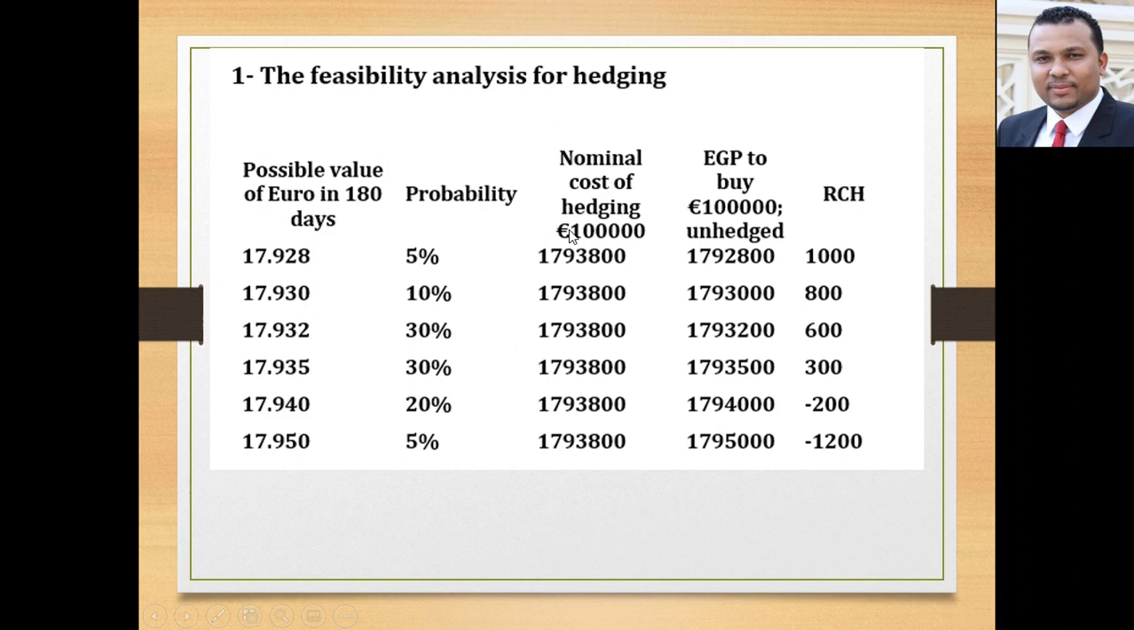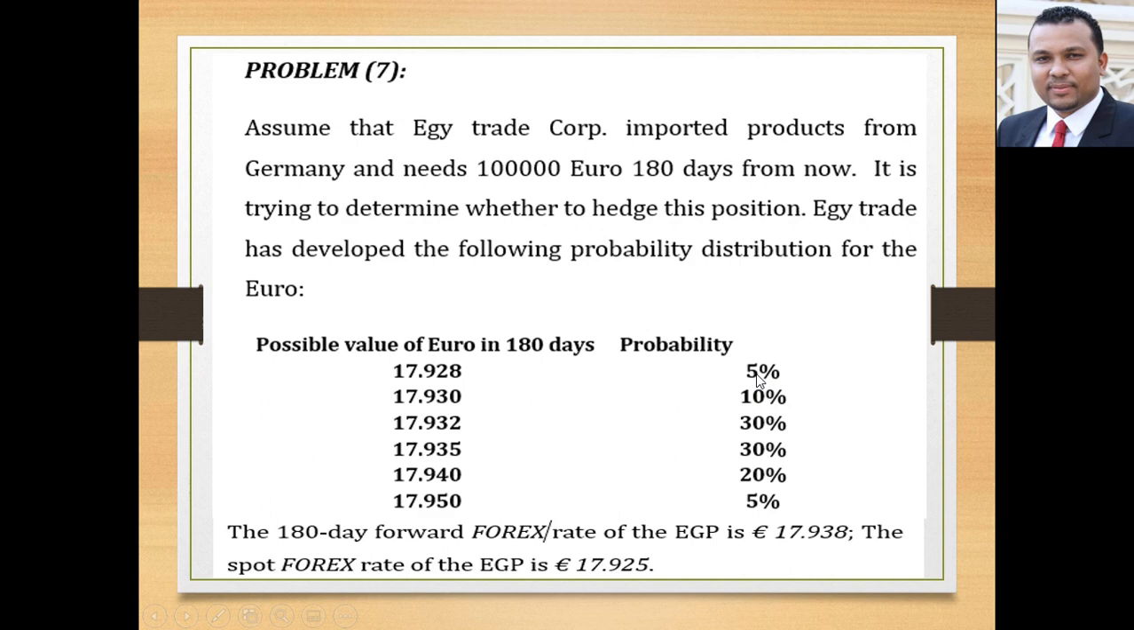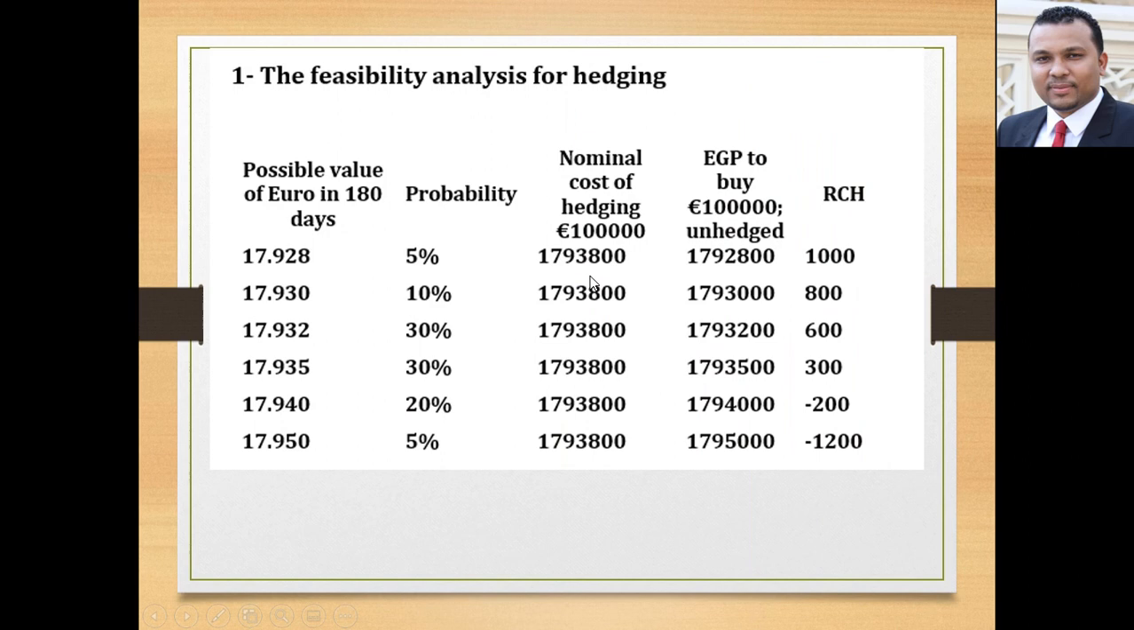you will multiply 100,000 euro by the forward forex rate. This is the forward forex rate for 180 days, 17.938. So all rows in this column equal 1,793,800, which equals 100,000 euro multiplied by the forward forex rate, which is 17.938. What about column number 4?